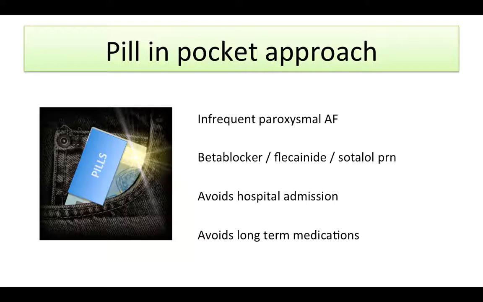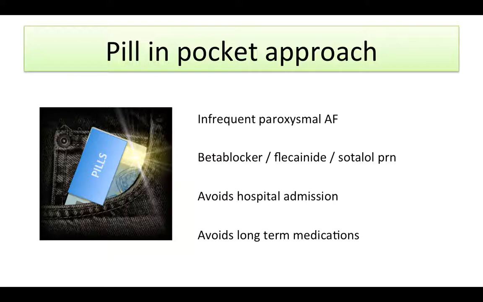So there is another approach that can be used in a group of patients. They call this the pill in the pocket approach. What that means is that the patient carries around with them some pills, and when they get their episode of paroxysmal atrial fibrillation, they can just take one or two of the pills, and then that would cardiovert them.